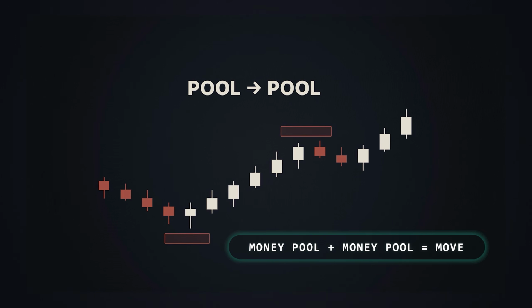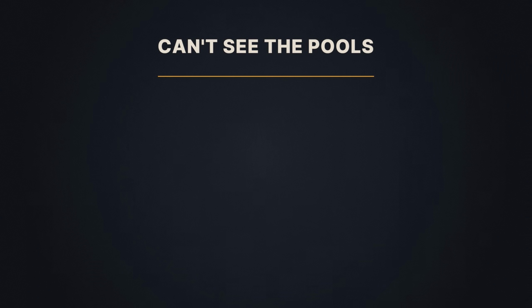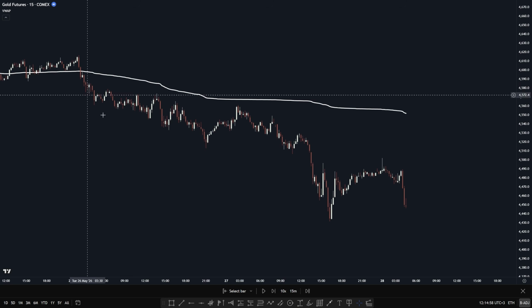Price doesn't move randomly. It moves from one pool of money to the next. And if you don't know how to see these pools of money, the market will look like pure chaos. I'll show you. So look at this market.